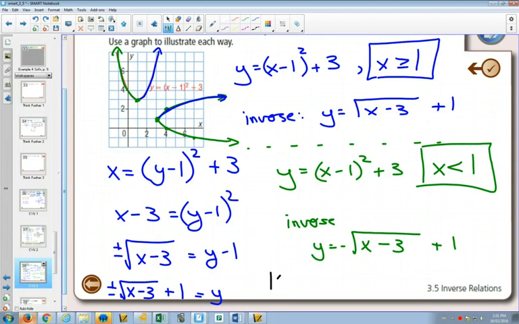So the ones you can do for this are 10 and 12.